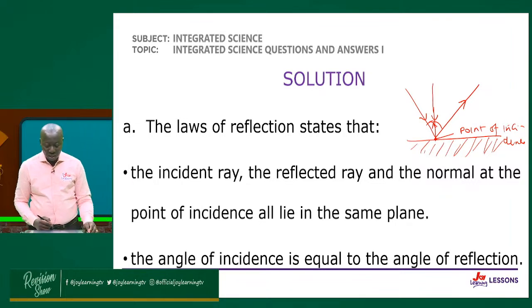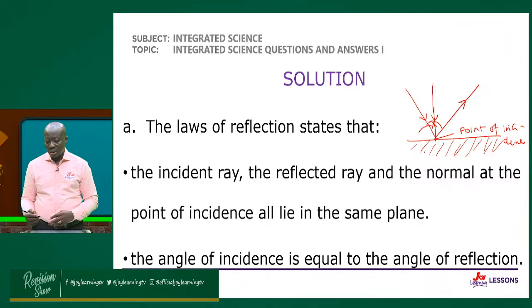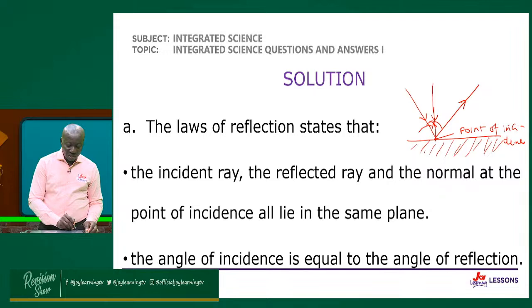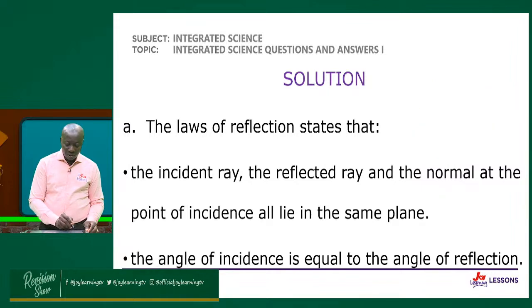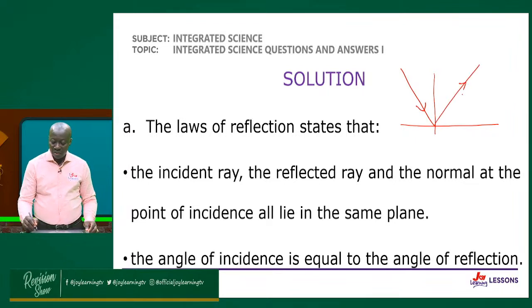And then also the angle of incidence is equal to the angle of what? Reflection. The angle of incidence is always equal to the angle of reflection. The angle of incidence is the angle between the incident ray and the normal. Here we have the incident ray, the normal, and the reflected ray.